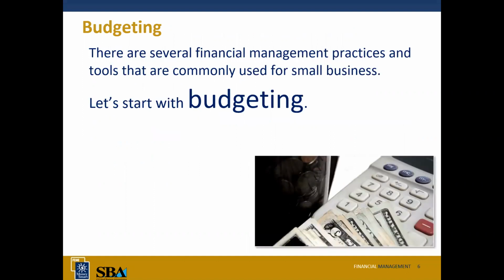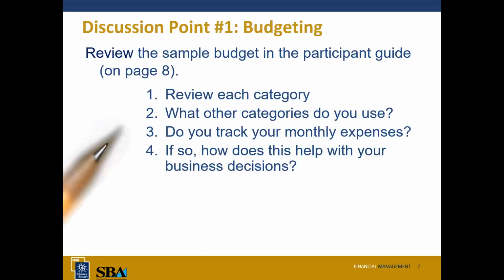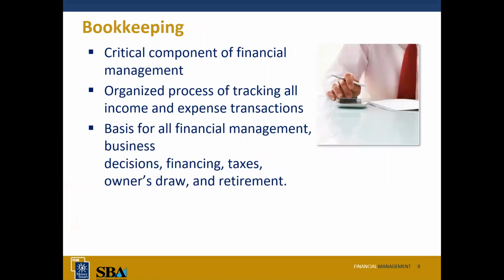So in terms of budgeting, budgeting is one of those items that, whether it be at home or at work, a lot of us don't get excited about, but budgeting is important. And so discussion point number 1 is on budgeting. You're going to work with your mentor using your participant guide. If you look on page 8, you're going to work with him or her on reviewing the categories, which categories you use, talk about how you're tracking your expenses and how it applies. So you can pause this or continue the video, but you're going to want to work with your mentor on discussion point number 1, budgeting, which is page 8 of the participant guide.